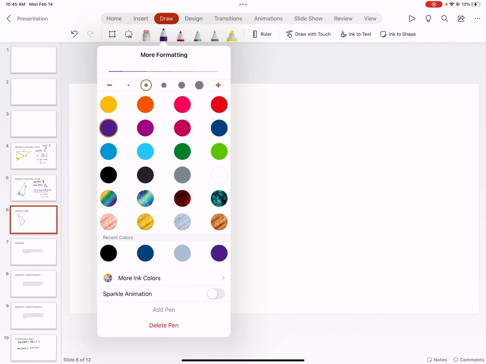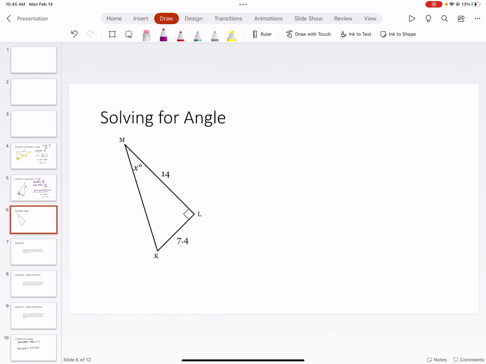For this next one, we are going to be solving for when x is in the angle. So we're solving for the angle this time. But you always start every problem in this unit the exact same way. What's the opposite, what's the adjacent, and what's the hypotenuse?